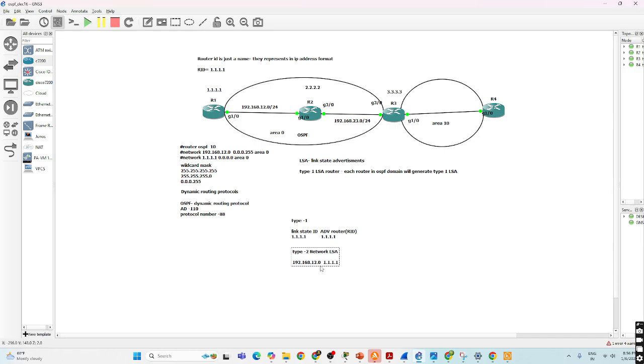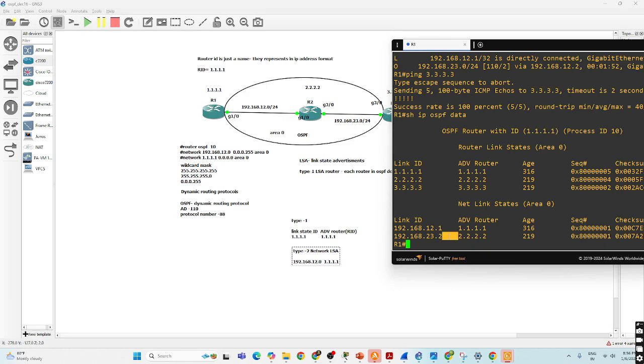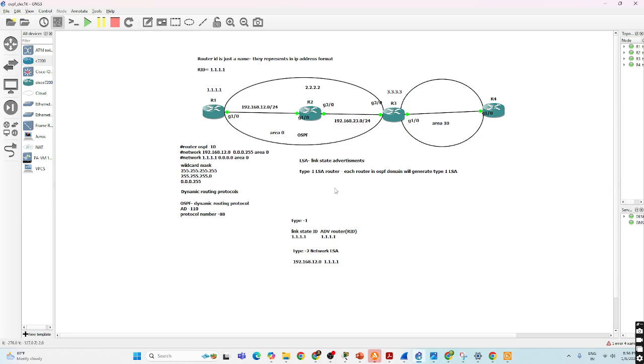This is called type 2. How many links are there here? Two links. That's why you will see two network LSAs. There are two networks here, 12.0 and 13.0. So this is type 1 and type 2. Tomorrow I'm going to explain type 2 very deeply, and you will understand that.